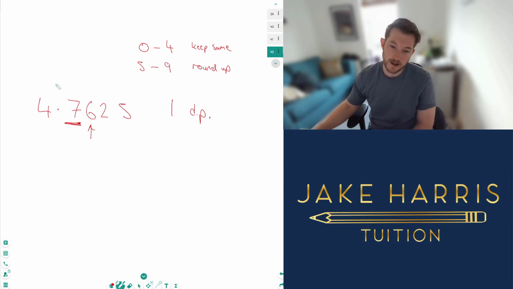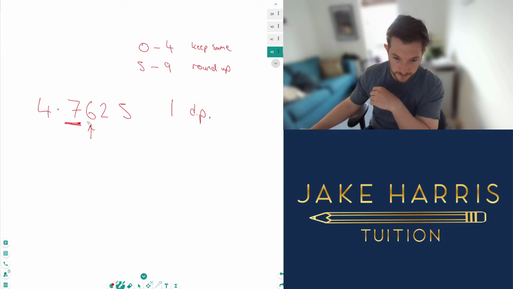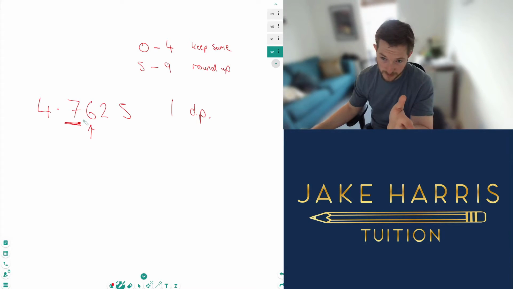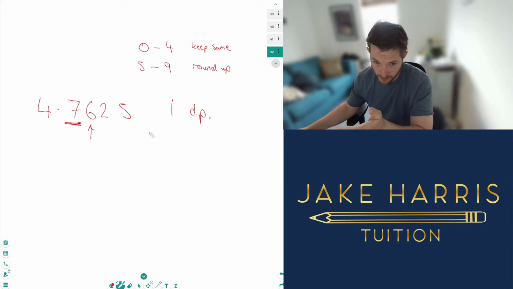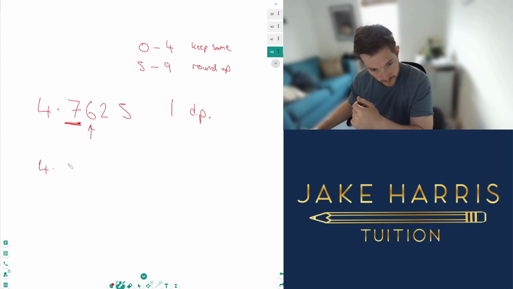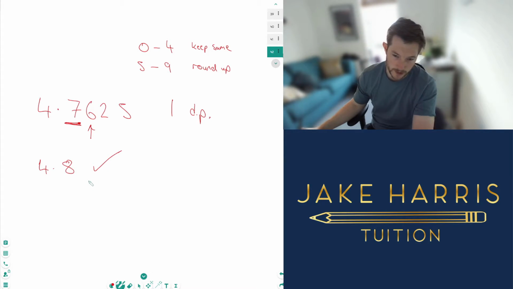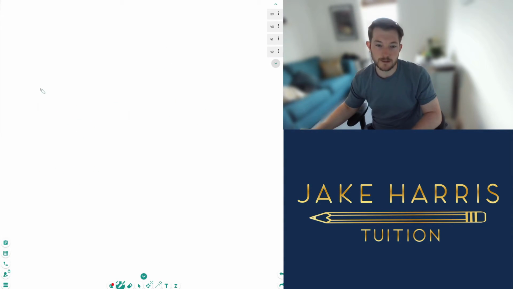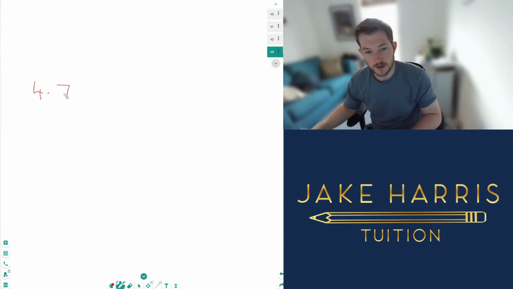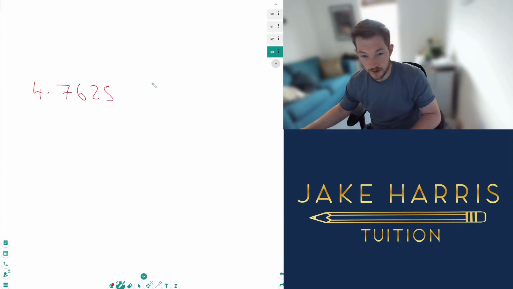So in this case, 4.7625, 6 is between 5 and 9, so it's telling us to round up. So my 7 becomes an 8, and we've rounded it to one decimal place. I'll do an example with the same number, but this time rounding it to two decimal places. 4.7625 to two decimal places.